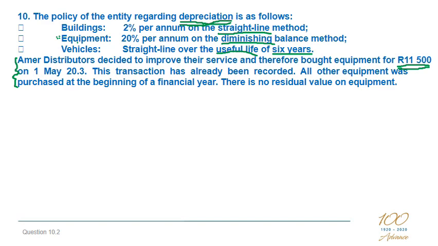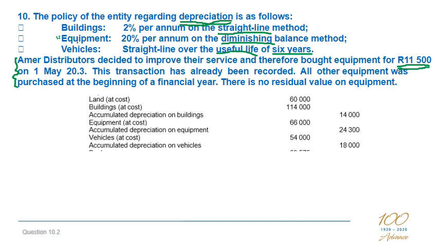So as soon as you buy new assets, in your formula, you will then need to calculate depreciation for the old and the new assets separately. All the other equipment was purchased at the start of the year. There is no residual value on equipment. So if we want to do our depreciation calculations, we need all the information from the trial balance.